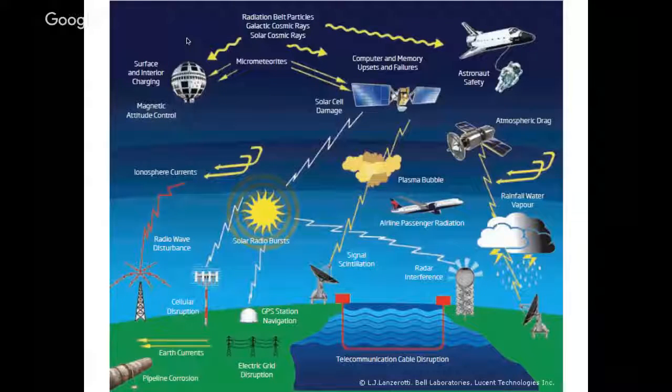Here's just a few examples. It can cause problems for satellites, it can damage their solar cells, it can cause currents to be generated in the atmosphere, it can cause currents to be generated on Earth which cause fires, it can damage transformers. Oh, and another big thing it can do, it can mess up GPS.